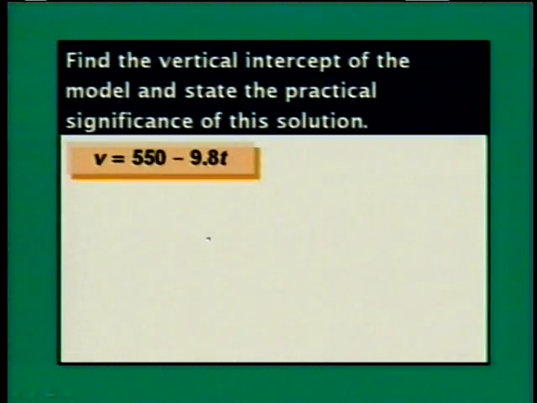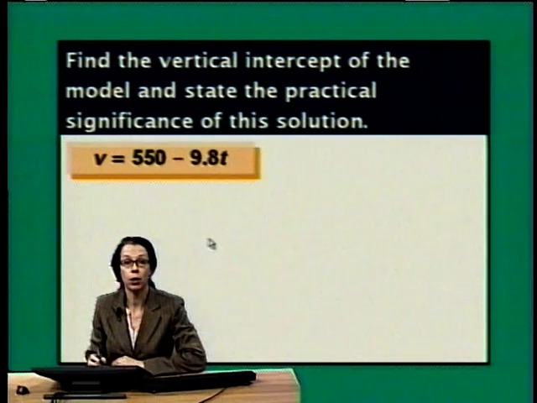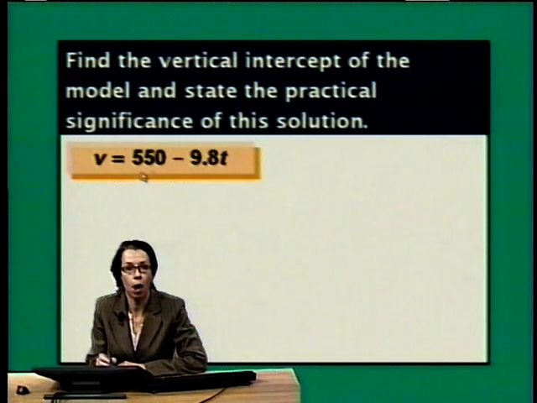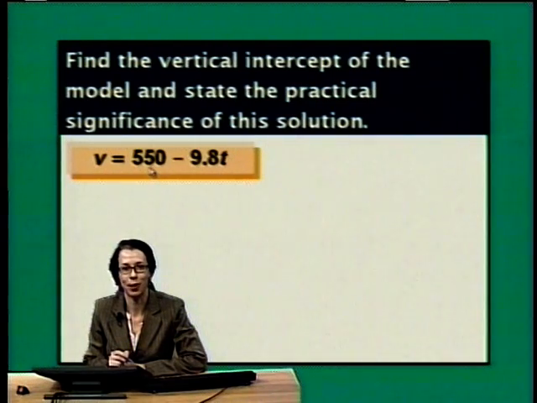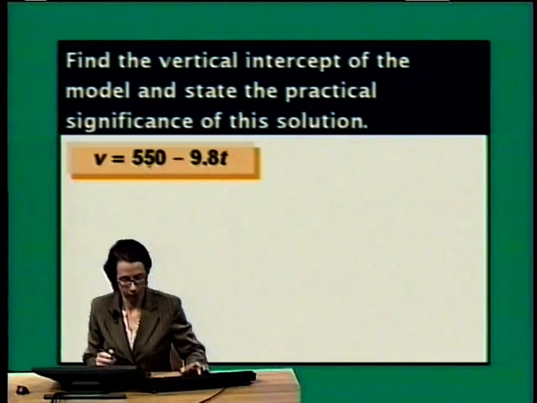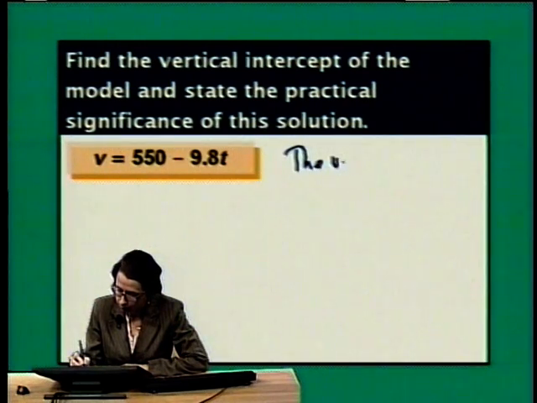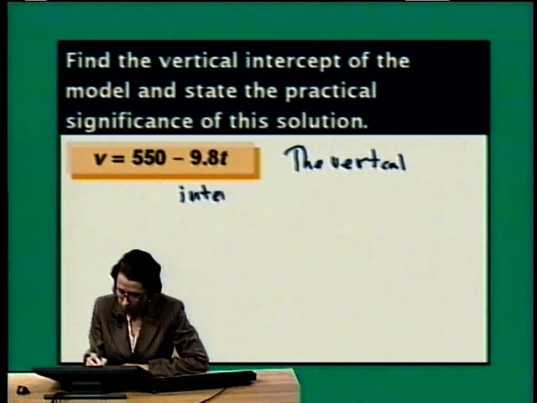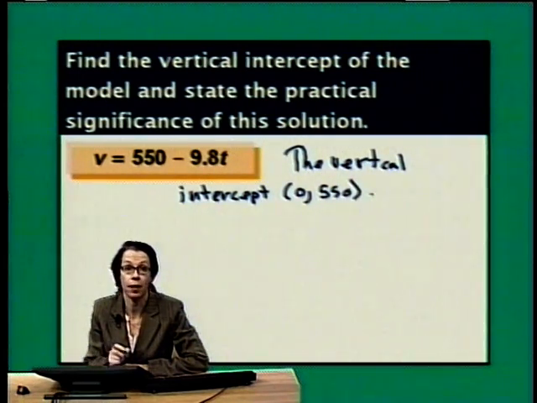Now we're asked to find the vertical intercept of the model and state the practical significance. Well, I have an equation in slope-intercept form. The constant term is the first term on the right side. That's 550. But that is the v-coordinate of my vertical intercept. So the vertical intercept, which is the ordered pair 0, 550 tells me something about the initial velocity of the bullet, because t equals 0 in this case.